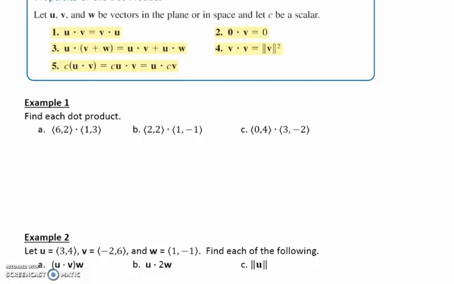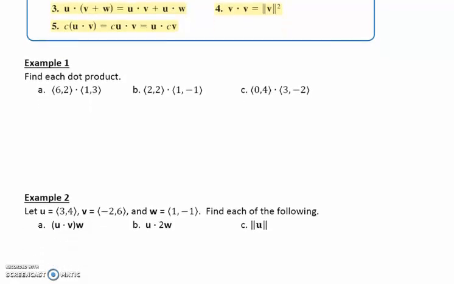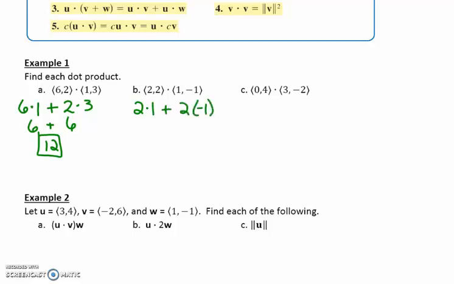All right, so let's take a look at example number 1. Find each dot product. For part A, we're just taking those first two numbers and multiplying them. And then we're taking the second two numbers and multiplying them. So we have 6 plus 6, and that gives us 12. Pretty straightforward. Do the same thing for part B. So we have 2 times 1 plus 2 times negative 1. So we have 2 plus negative 2, which is 0.